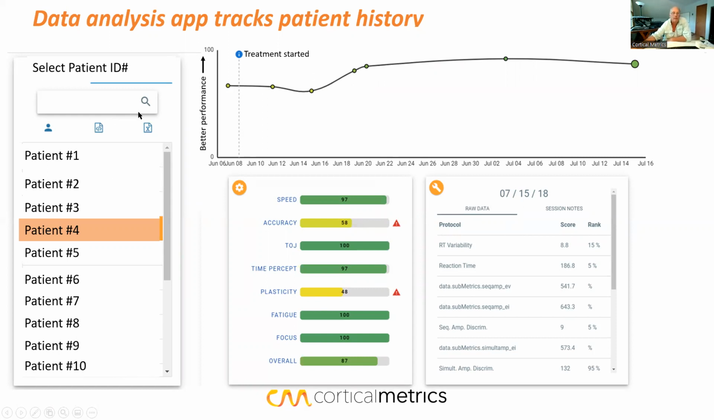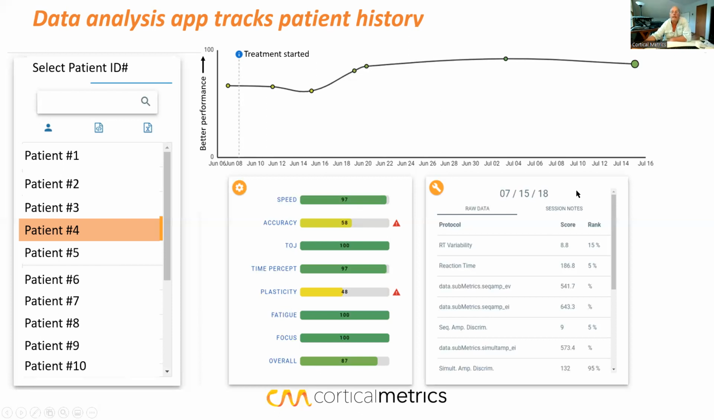The data analysis app organizes all your data and stores it forever. Basically, what you do is you select your patient ID. Generally, it's an eight-character alphanumeric that you enter. But in this case, I just put in the labels patient 1 through 10, and patient number 4 was selected. This is what that person looks like.